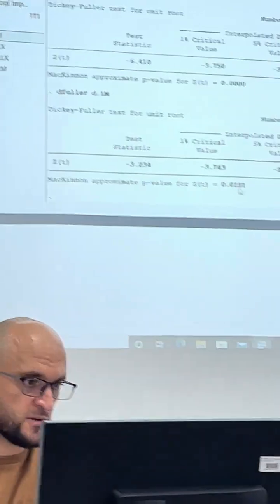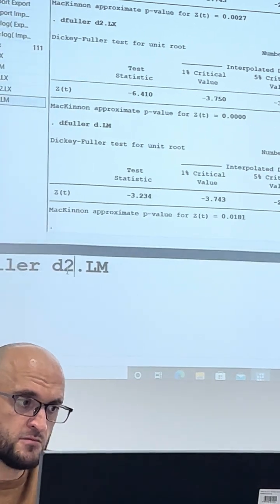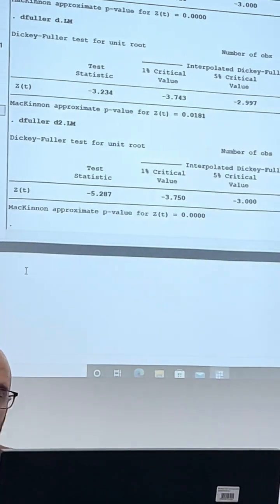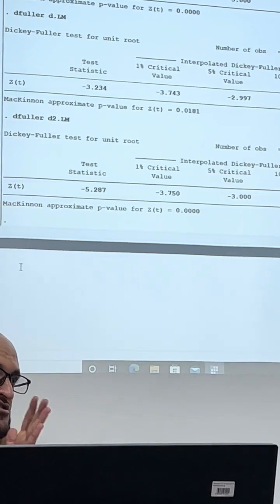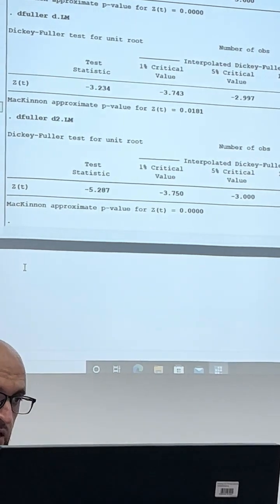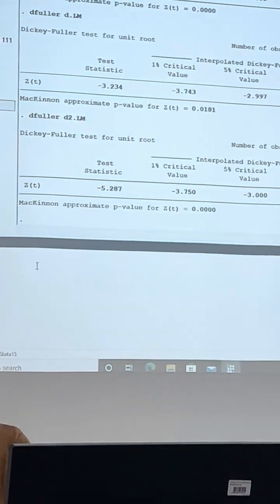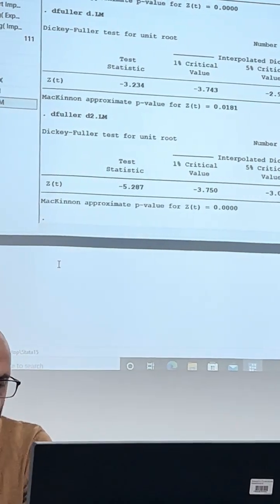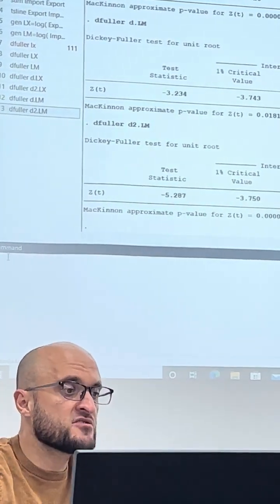So still stationary, but at 5% level of significance. If I make D2 here, it will be highly stationary. So I don't make it, I just accept this, like it's integrated of order 1. Integrated of order 2 means you're taking the difference of order 2. Okay, now we can measure the long run relationship.